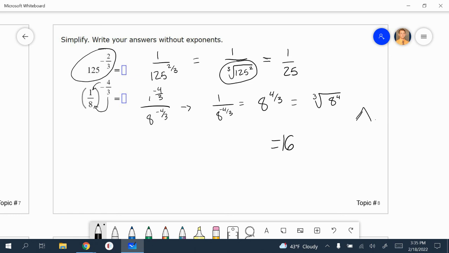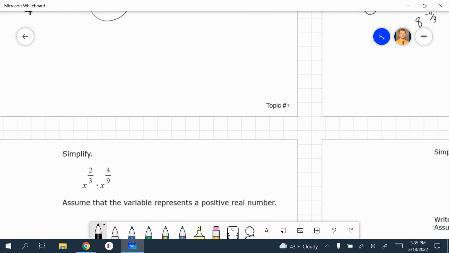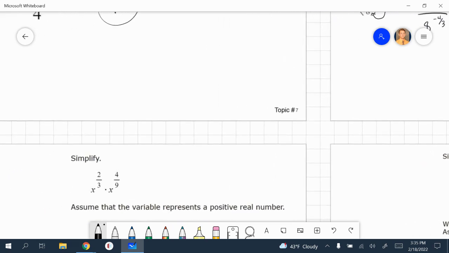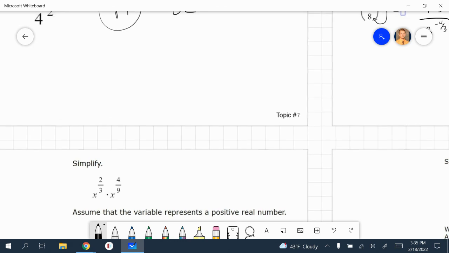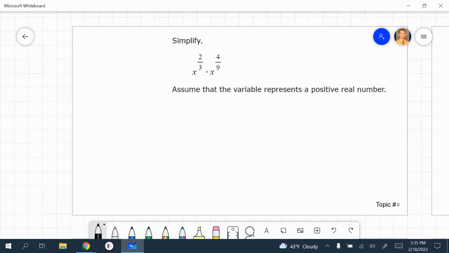Okay, where are we at? Topic number 9. Looking to see here where I should go. I might wait for topic number 9 until next time.